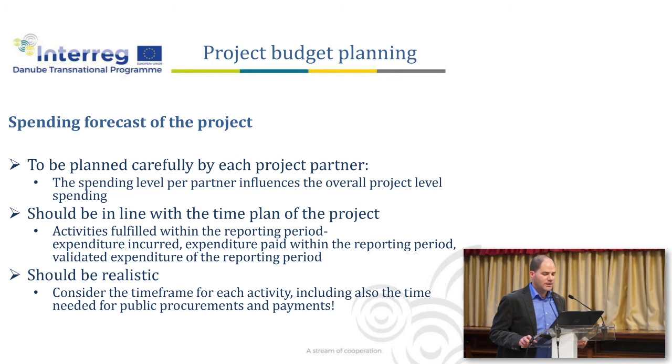They have to be planned carefully by each project partner, as the spending level per partner influences the overall project level spending. It should be in line with the time plan of the project, with the activities fulfilled within the reporting period. You have several categories, like expenditure incurred, expenditure paid, and validated expenditure. What you are providing is basically validated expenditure. It means expenditure that has been incurred, paid, and validated at national level. It means it has been checked. And it should be realistic. So you should consider the time frame for each activity, be ambitious, but also be rational and reasonable when estimating it. Especially, for example, public procurements, because depending on the complexity and the size, they can put a burden on the project implementation in case the procurement is not done according to the plan.